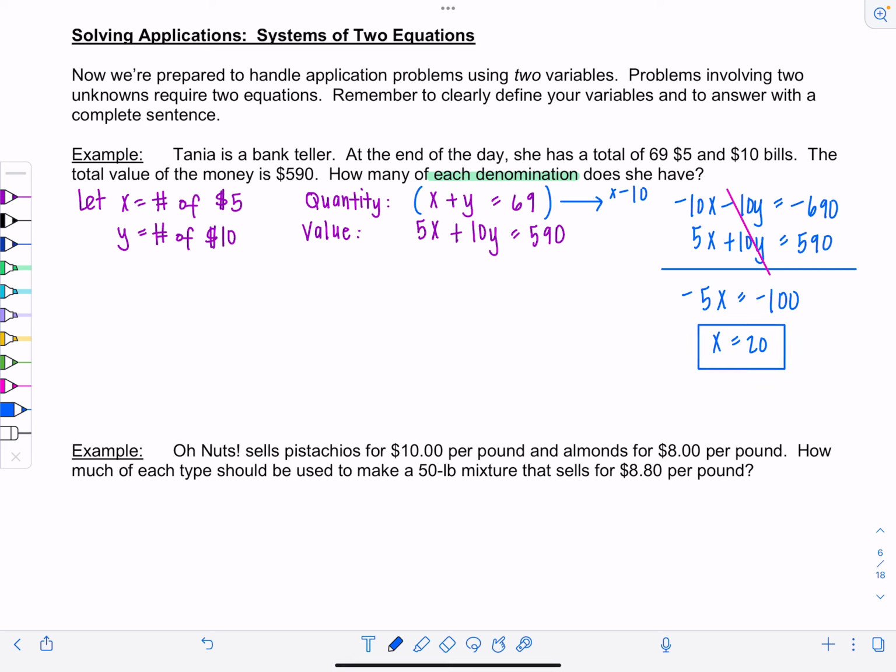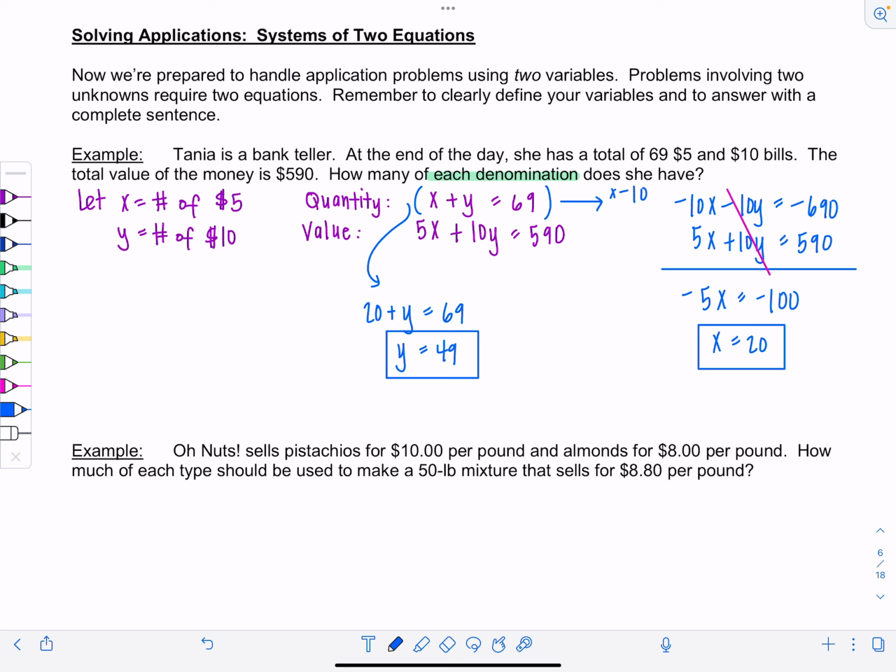And then I need y, but you can just easily come here. X is 20 plus y is 69. So subtracting 20, that means y equals 49. You're not done because remember, you picked what x and y represent. Someone else could have done it the other way around, right? They could have let x be the number of 10s and y be the number of 5s, and everything would work out the same. Your values for x and y would just be swapped.